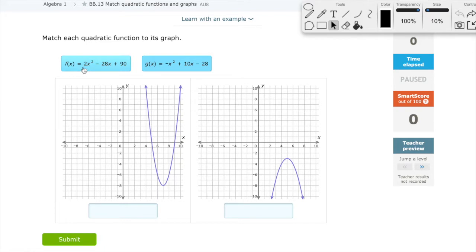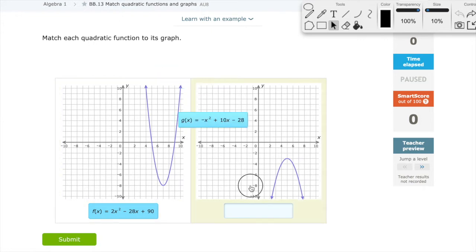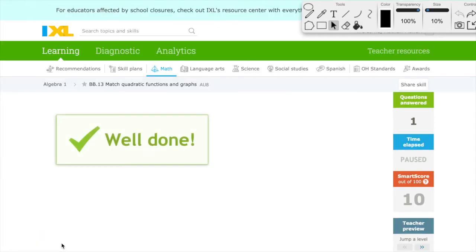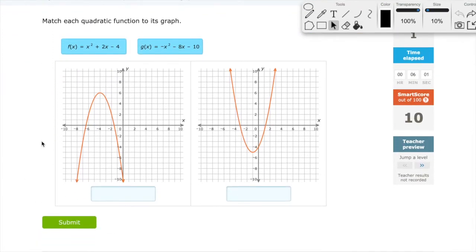Okay, for this one, this number is positive, so it gets matched with the parabola that opens up. We only have one option where that's the case, so that's this one. This gets matched because it's negative with one that opens down, so the arrows are pointing down. We also only have one left over there, so this one's not too bad to start out. Moving forward, well done, there we go.